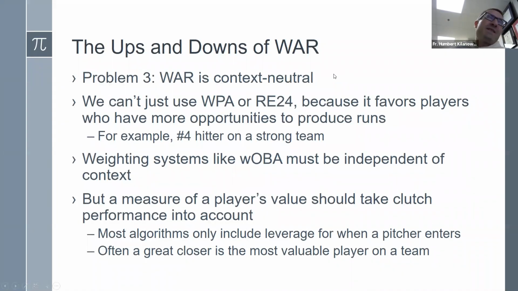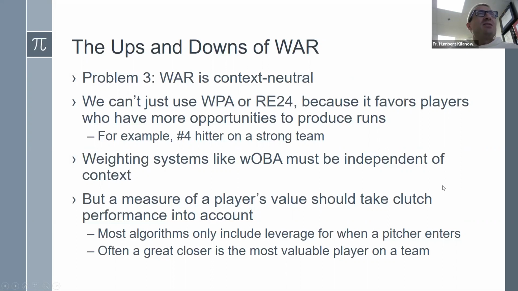Third issue, now this is a strength and a weakness. WAR is context neutral. So you don't want to use something like win probability added, or RE24, which is the player's change in run expectancy based on what he does at the plate or on the mound. Because that favors players who have more opportunities to produce runs. So someone who bats fourth in the lineup on a strong team is more often going to have runners on base and is more likely to drive in more runs. So we need a weighting system that's independent of context.